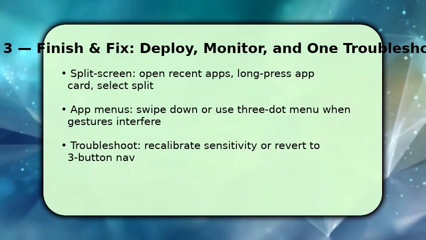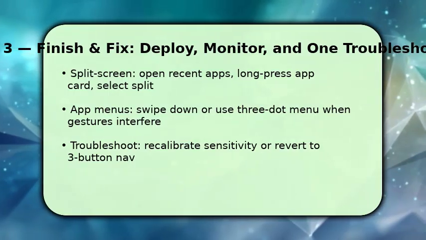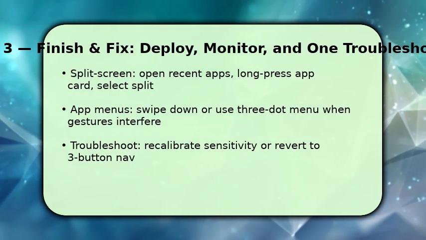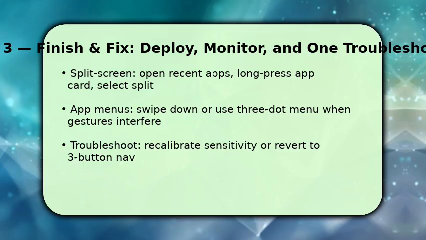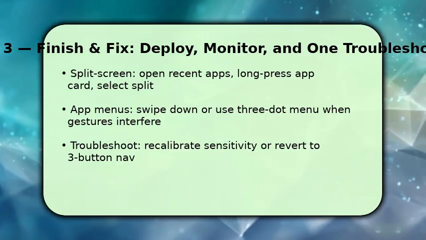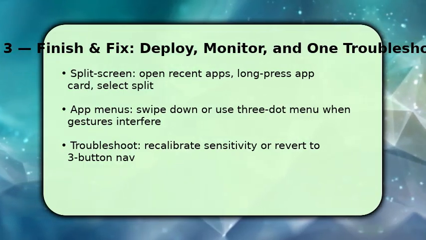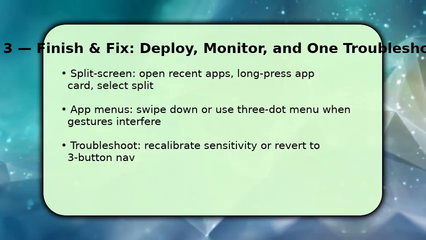Finish by learning advanced flows and a key troubleshooting tip. For split screen, open recent apps, long press the app card and choose split. Gestures let you multitask quickly. If an app's edge controls conflict with back, use a downward swipe or the three-dot menu to access in-app options instead.